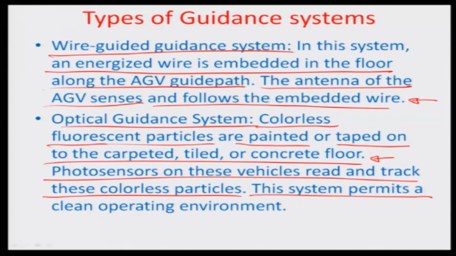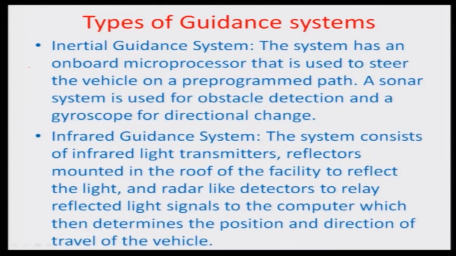The system would permit a clean operating environment this way. You don't need to get into the additional work of laying out wires wherever a new path needs to be developed with an assembly line, let us say. Otherwise, the systems present are very complex in nature. So typically the optical guidance system is used for most of the time when we are talking about AGVS systems. There can also be inertial guidance systems.